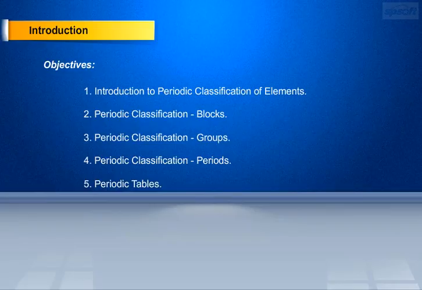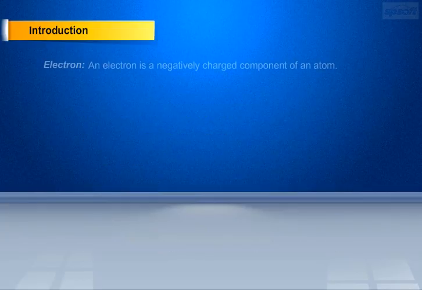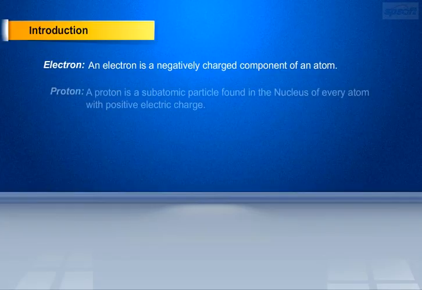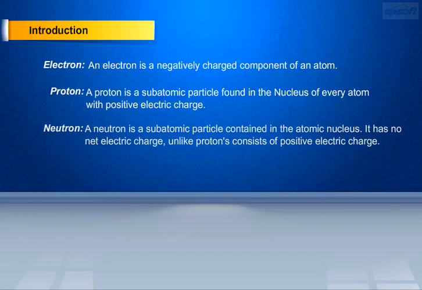Before getting into classification of elements, let us recollect in brief about what are electron, proton, neutron, nucleus, electronic configuration, atom and element. Electron. An electron is a negatively charged component of an atom. Proton. A proton is a subatomic particle, found in the nucleus of every atom with positive electric charge. Neutron. A neutron is a subatomic particle contained in the atomic nucleus. It has no net electric charge, unlike protons, which have positive electric charge.